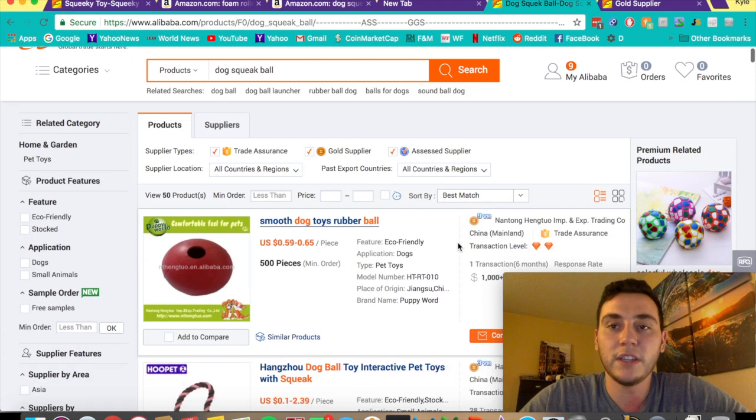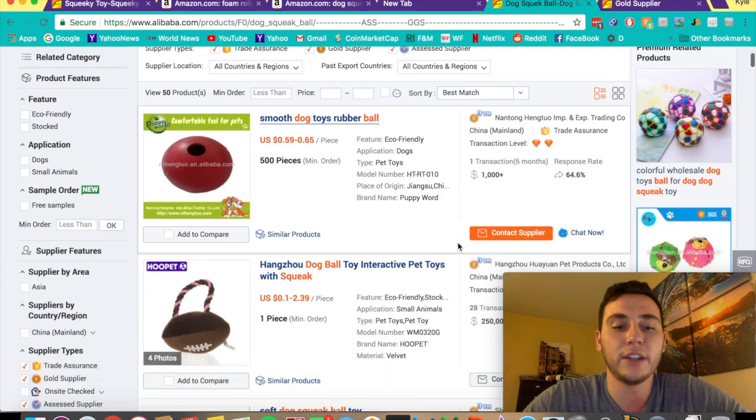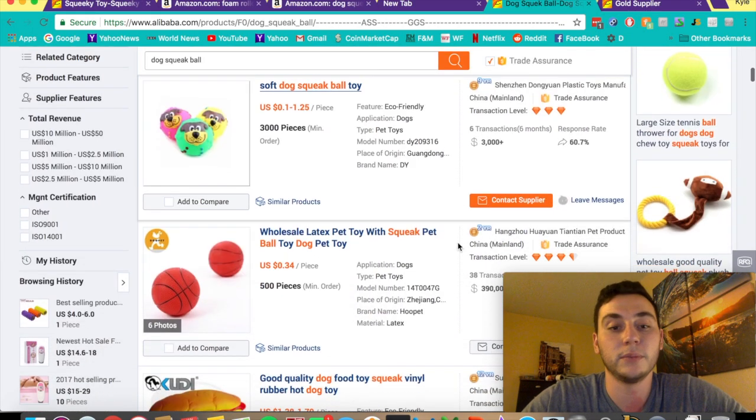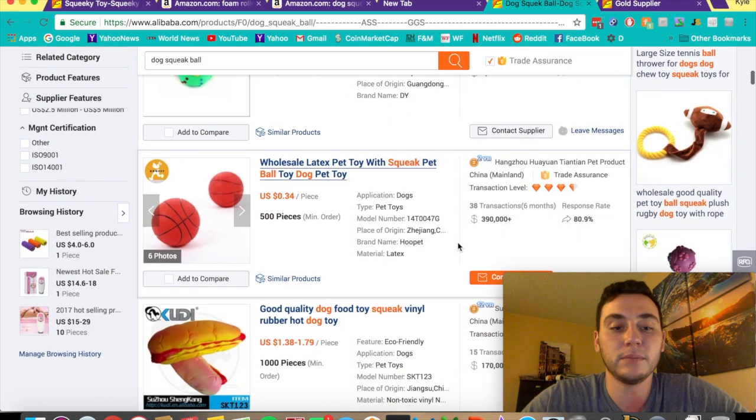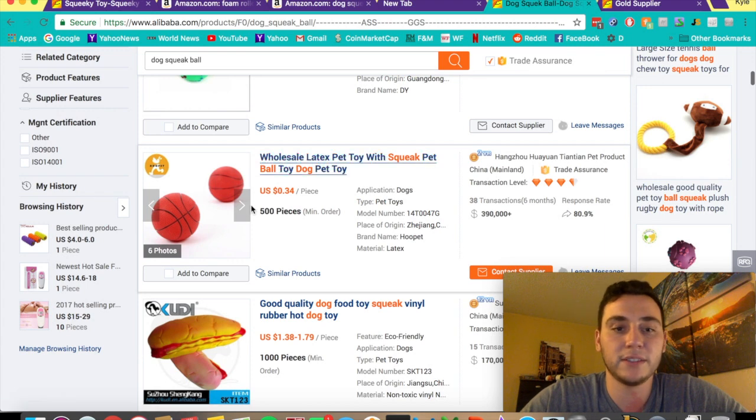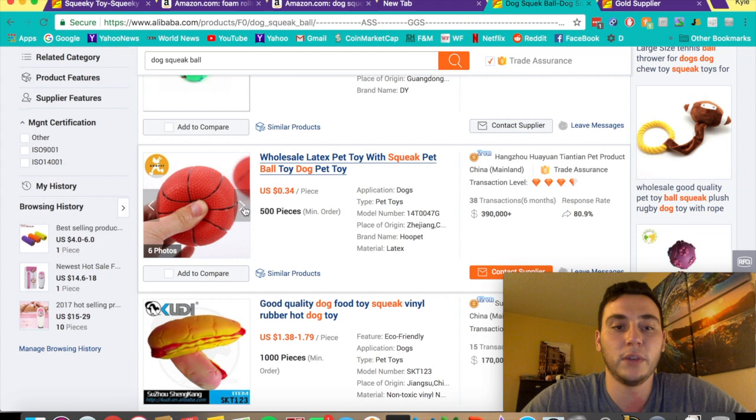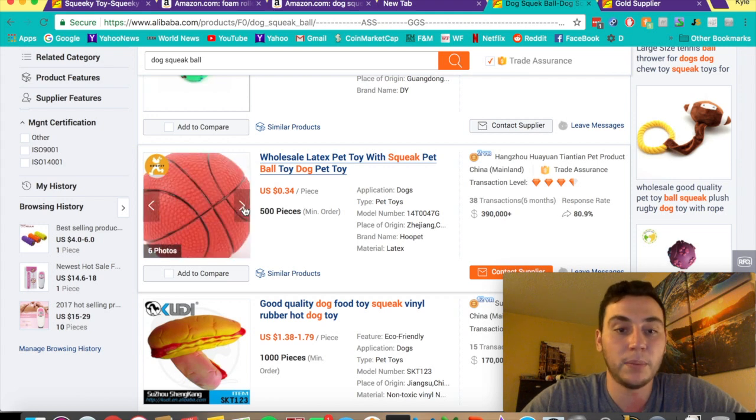So I clicked all of the supplier types, and then I can just look through here. So maybe I really like these specific dog toys that squeak, right? And they're really cheap, 34 cents. Okay, so you can just look right here. This is kind of an estimate.